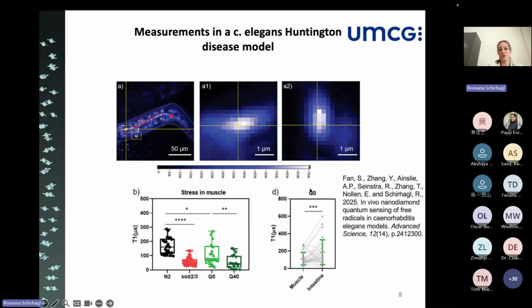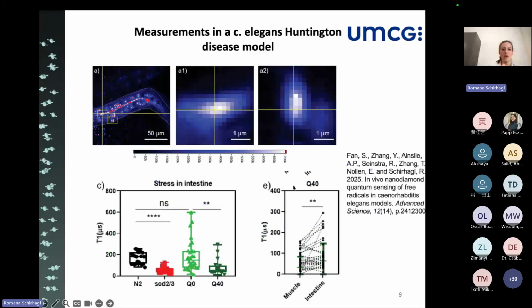And now you can do things like what we did here on the right, that you compare the different groups. So here it's in Q0. What is the difference in the muscle and in the intestine, for instance? This is the same worms, and we can compare what is the difference in one location and the other. Now here is the other location. This is the same worm, but now the data is in the intestine. In the intestine, we can do the same measurement.